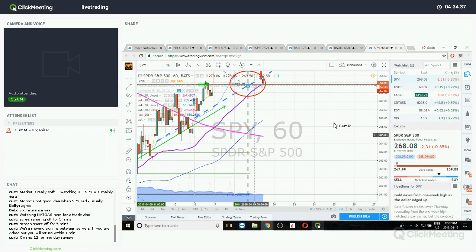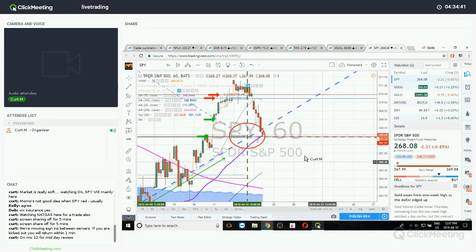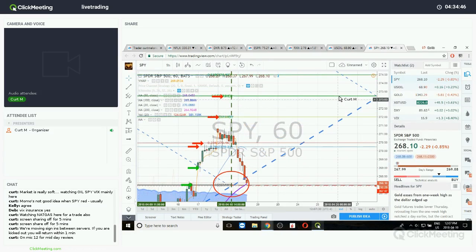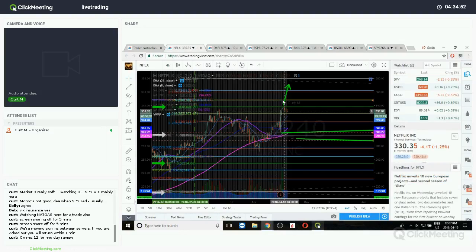The 200 MA corresponds with that, so that's very likely. So if it does get the bounce at 265, like I think it will, your full extension back up is going to be 273.23. And so on Netflix, the same scenario is what I would expect. We'll see if it happens.